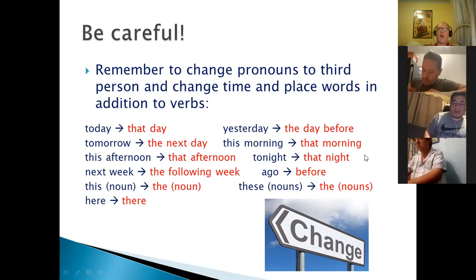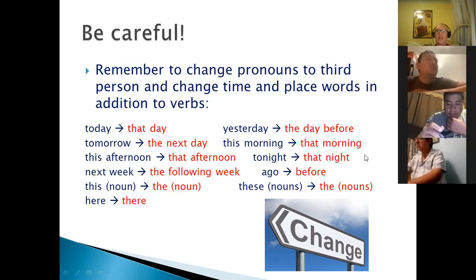So for example, I call my cousin last weekend. I say, "Hey cousin, how are you?" He says, "I'm fine, but it's raining today." So I say, "I called my cousin last weekend. I asked him how he was. He said that he was fine, but it was raining that day," instead of today, because it's not today anymore. It was last Saturday. Right?